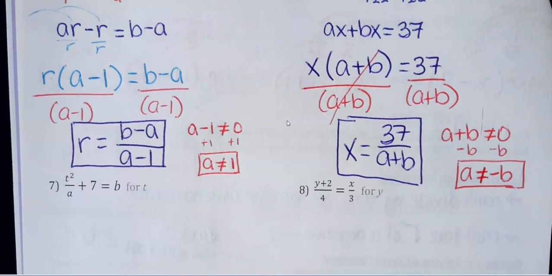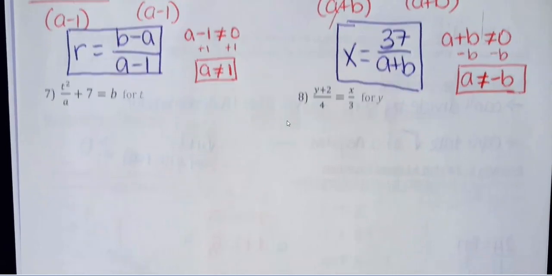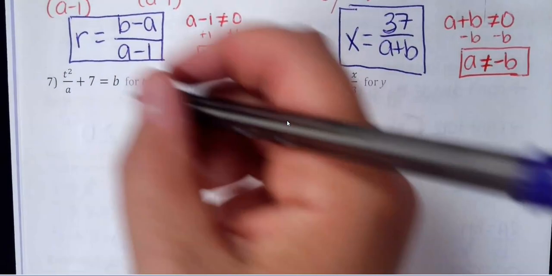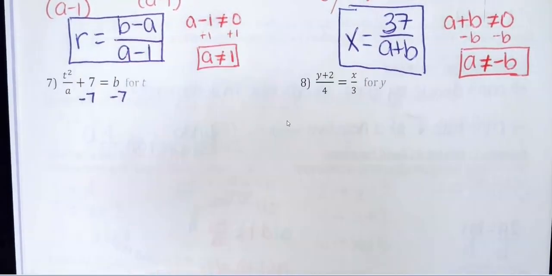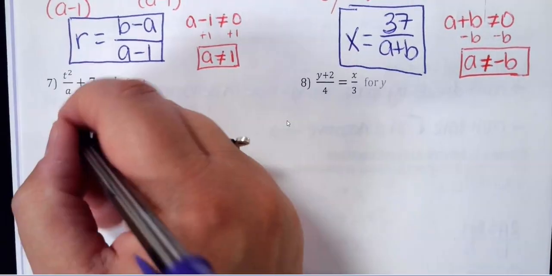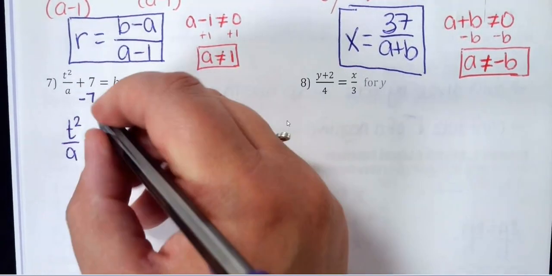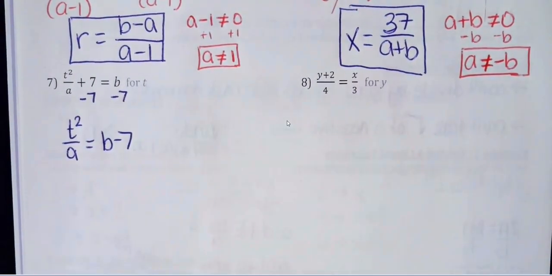Okay, I'm definitely going to do number 7 with you guys here real quick because this has a different kind of restriction. You're going to see a squared. And sorry, I'm just trying to go kind of fast because I didn't realize we were low on time. Okay, I'm going to move any addition or subtraction to the terms that don't involve the variable I want first. I'm going to try and get t alone here, so I'm going to move that 7. So I've got t squared over a is equal to b minus 7.